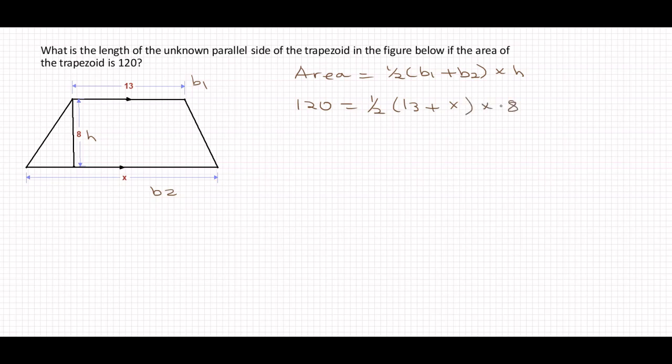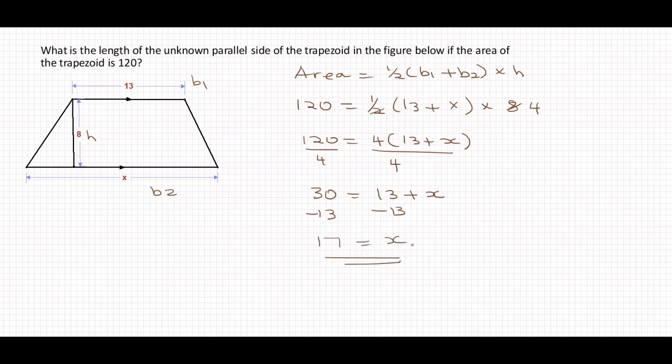multiplied by 8. So let's go ahead and simplify this. So 120 equal to 4 multiplied by 13 plus X. So now we can divide both sides by 4. So 30 is equal to 13 plus X. And now subtract 13 from both sides. And you find that X equal to 17.